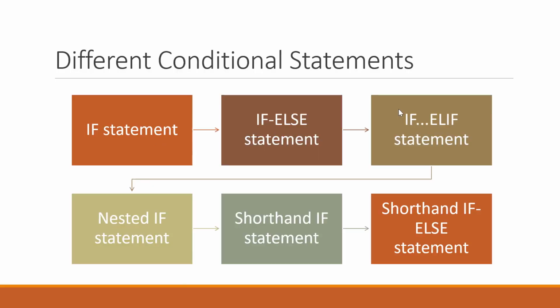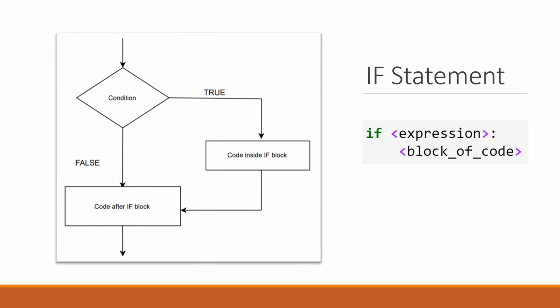Python offers a variety of conditional statements for the implementation of decision making in a program. Here is the complete list of conditional statements that we can generally use. First is the if statement, then there is if else. After this, there is the elif statement. We can also use nested if, and in the last we will discuss how we can use shorthand for the if as well as the if else statement. So let's start with the very first conditional statement, that is the if statement.